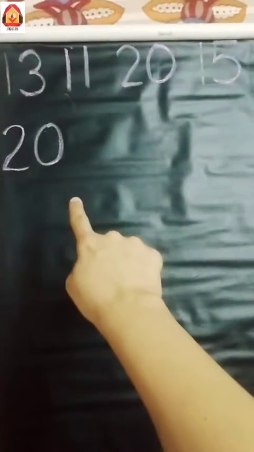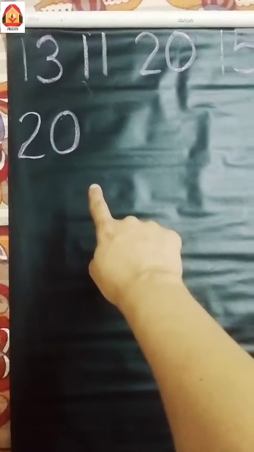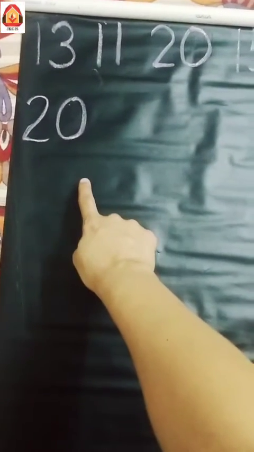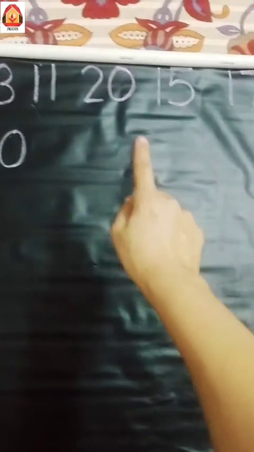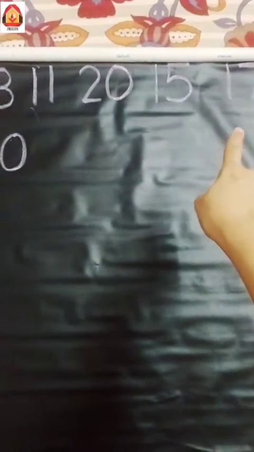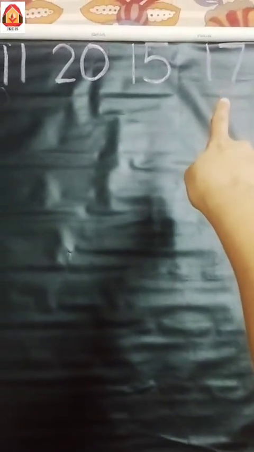So students, I have written number 20 here. Now you will do backward counting. Okay, so 20 के पहले क्या आता है? 19, and 19 number is not here. 19 के पहले 18 and number 18 is not here. 18 के पहले 17, so number 17 is here. So I will write number 17 here.